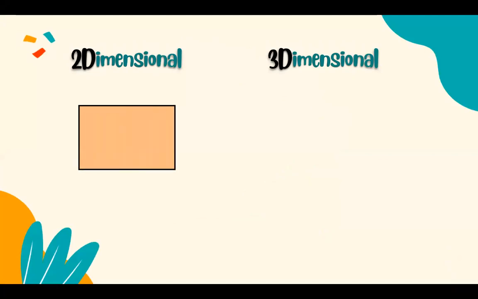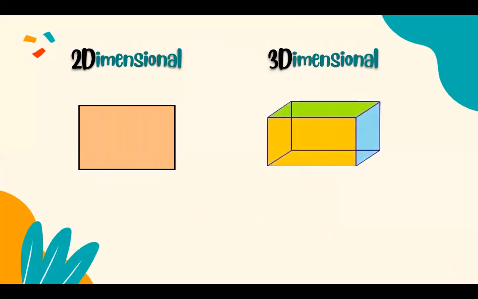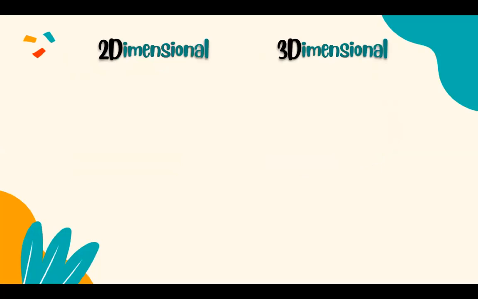A 2D shape has two ways. It goes from side to side, and it goes up and down. Whereas a 3D shape has three different ways. It goes side to side, it goes up and down, and it goes back and forth. Now, another way to know if it is a 2D or 3D shape is by looking if it is flat or if it is fat.